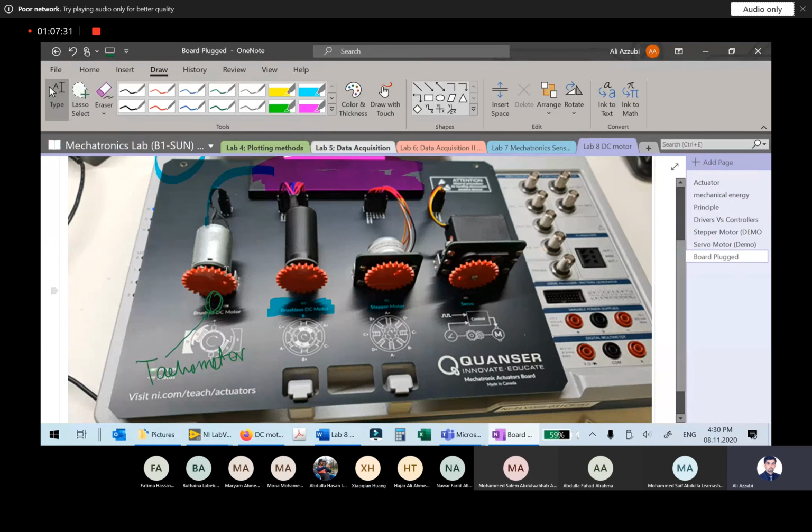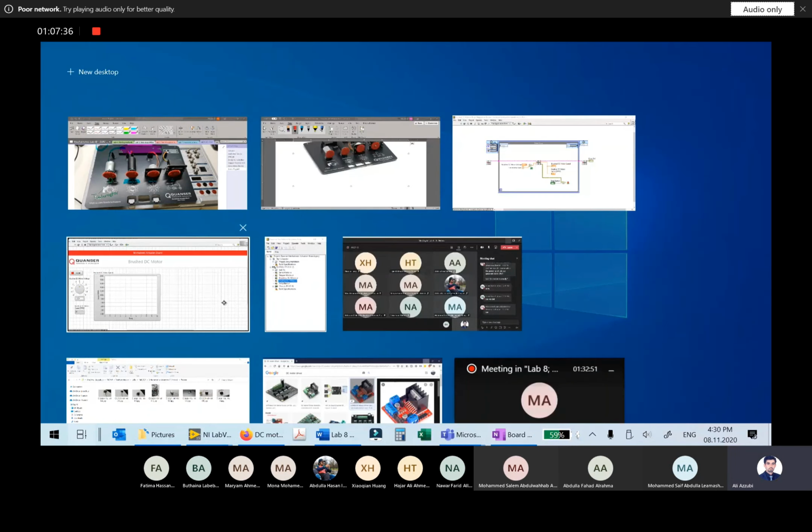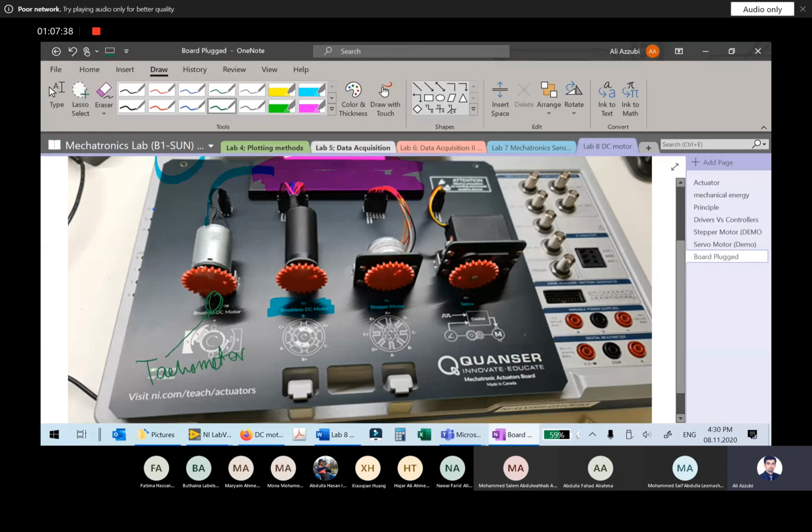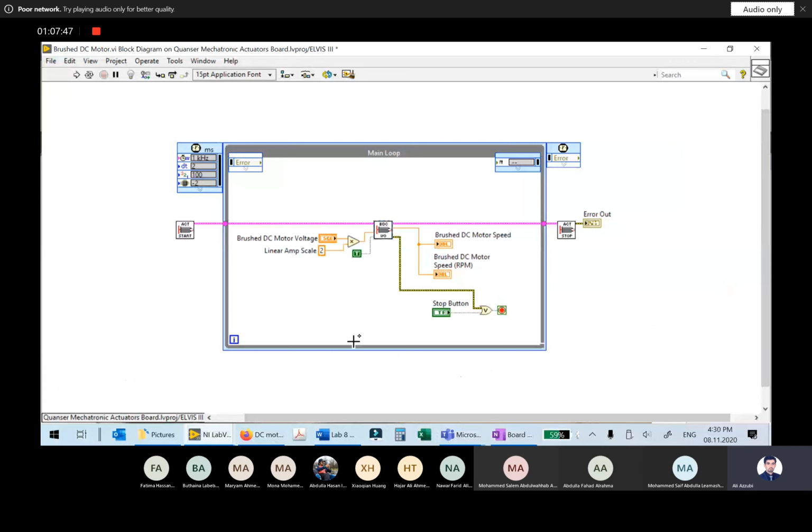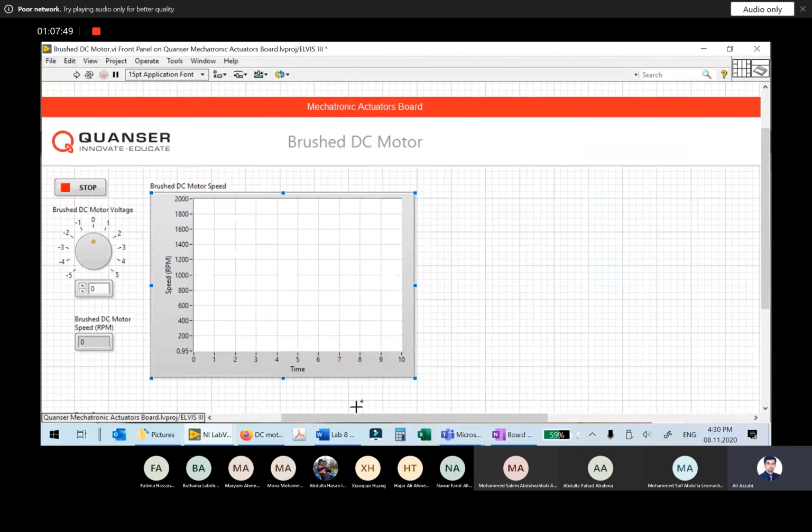This gear is slotted, so each gear tooth will generate a pulse, similar to encoders, and this pulse is counted by the VI and converted to an RPM. So this is the construction of this VI. It's not really hard.